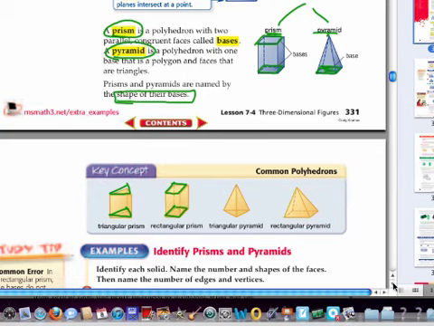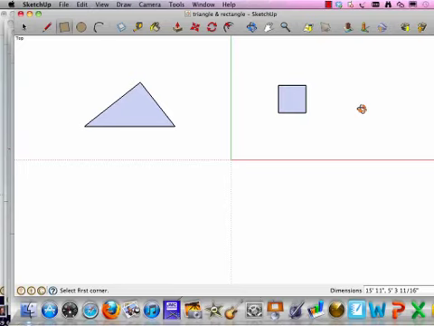Our other two are both pyramids. Notice that there's just a point at the top. So one is a triangular pyramid because the base is a triangle, and one is a rectangular pyramid because the base is a rectangle. Now I want to show you these a little bit more in 3 dimensions, so I'm going to use Google SketchUp to show you a little bit more about them.